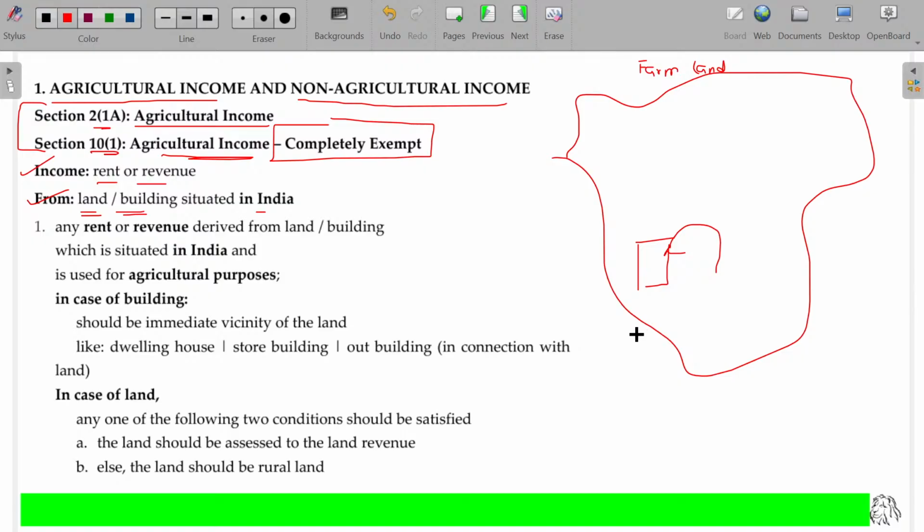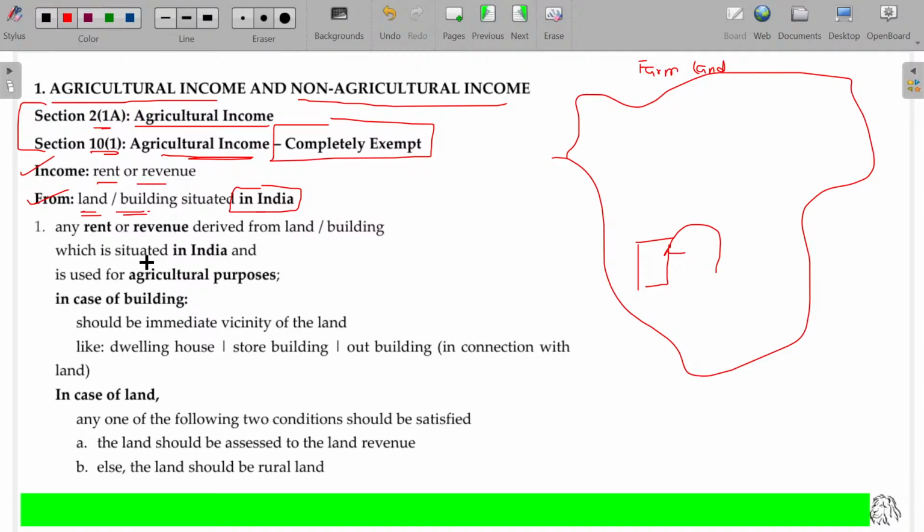Or if you are doing plantation work and earning money, that is also agricultural income. So land or building, but that should be situated in India. If I have farmland outside India, it will not be considered exempted income. That will always be taxable. If I have land outside India, and by cultivating I made a profit of 5 lakhs, will it be taxable? Of course, taxable, not exempted. Only if the land is in India is it automatically exempted, else it will be taxable.